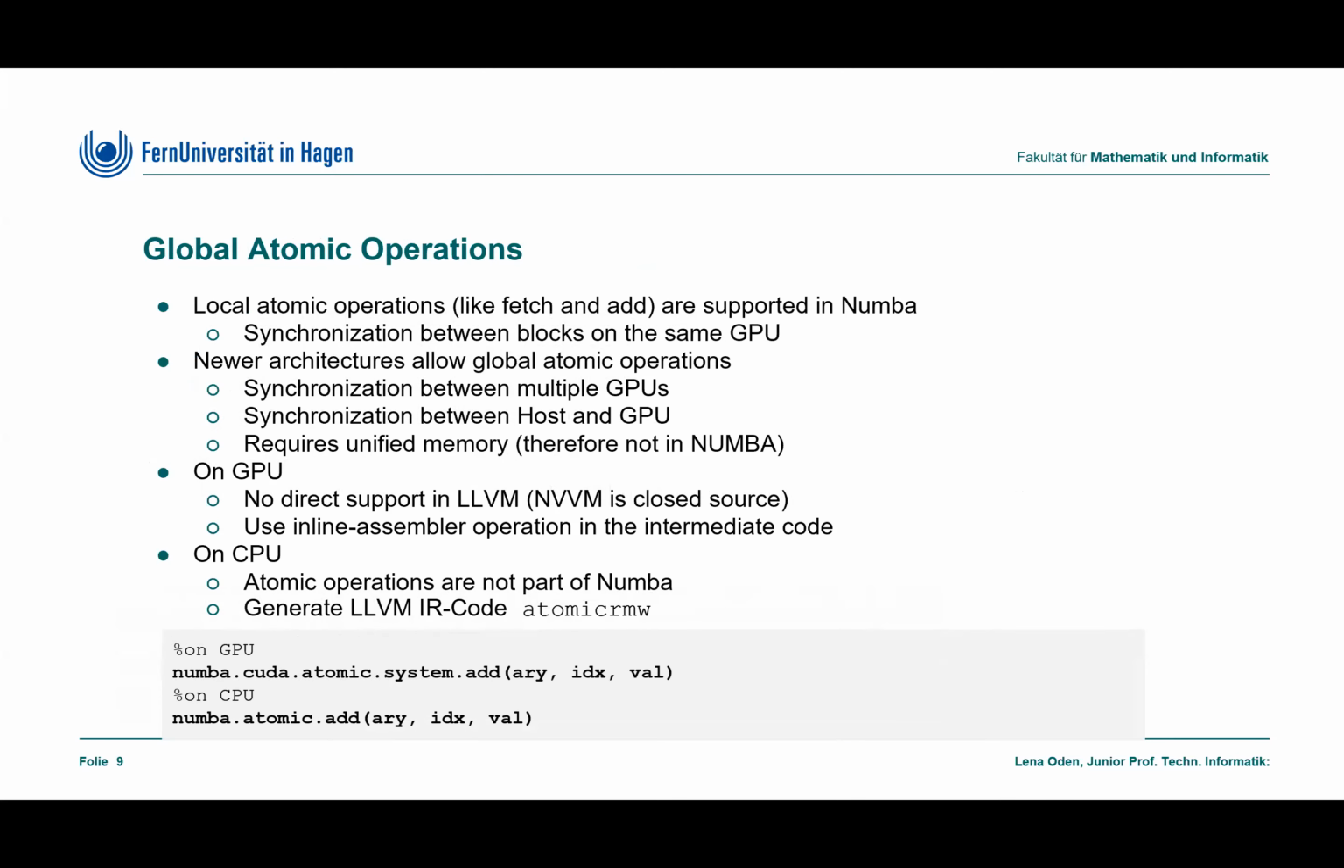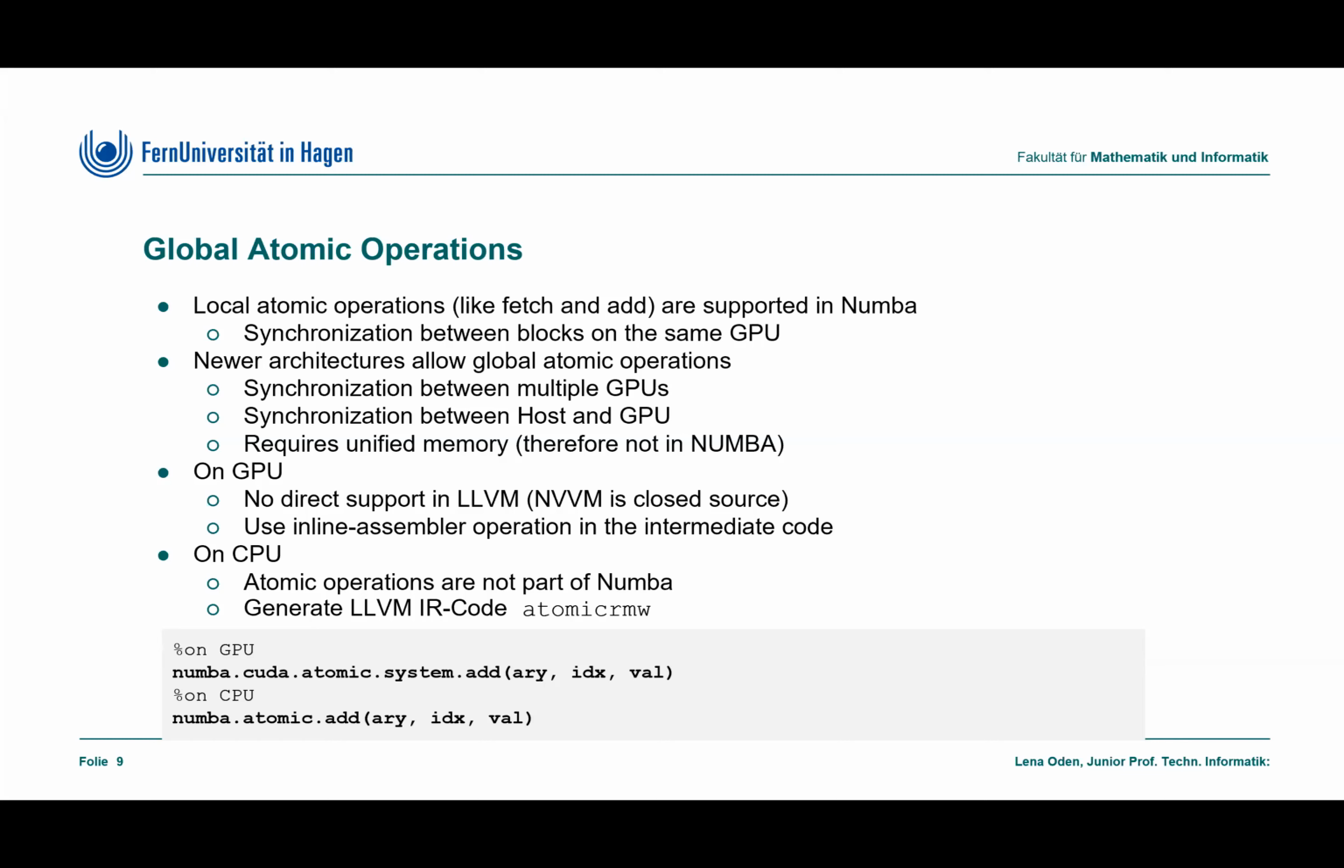Another important point I talked about before are global atomic operations. Local atomic operations are supported in Numba for CUDA, which allows synchronization between blocks on the same GPU. But new GPU architectures allow global atomic operations, which allow synchronization between multiple GPUs, and also synchronization between host and GPU. So you have one atomic operation which is concurrent on host and GPU.